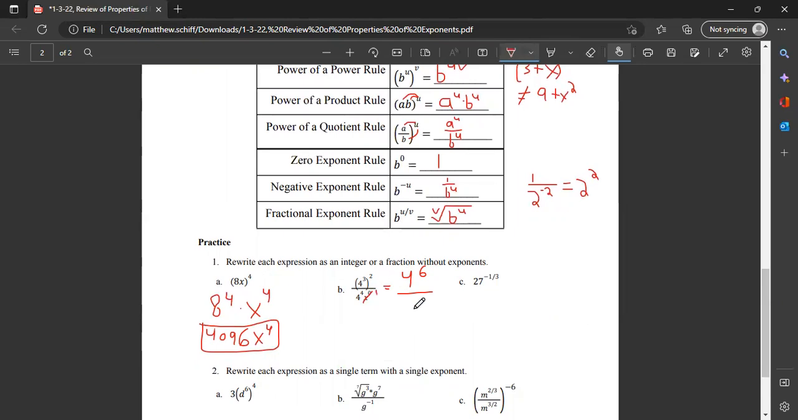That's the 0 exponent rule. And so I really just have 4 to the 4th times 1. I'll just write 4 to the 4th.